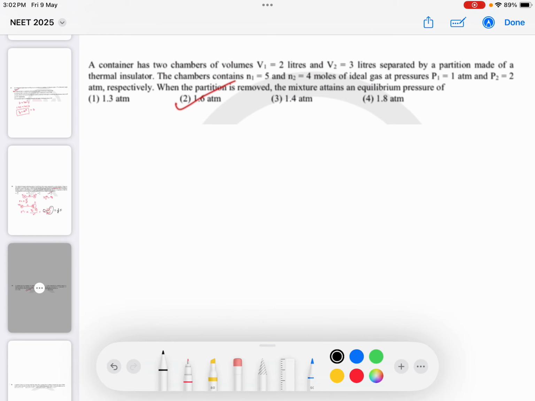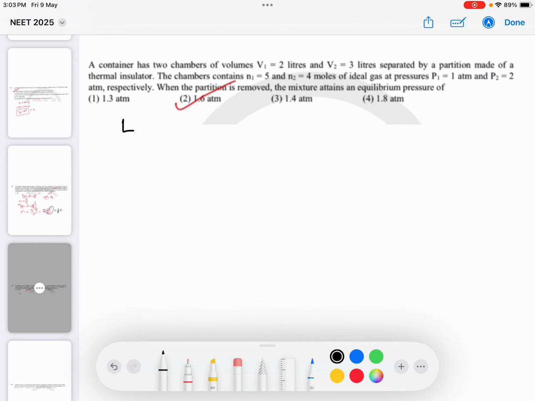And next question. A container has two chambers of volume 2 liters and 3 liters, separated by a partition made of thermal insulator. The chambers contain N1 equal to 5 and N2 equal to 4 moles of ideal gas, at pressure P1 equal to 1 atmosphere and P2 equal to 2 atmosphere respectively. When the partition is removed, the mixture reaches an equilibrium pressure.